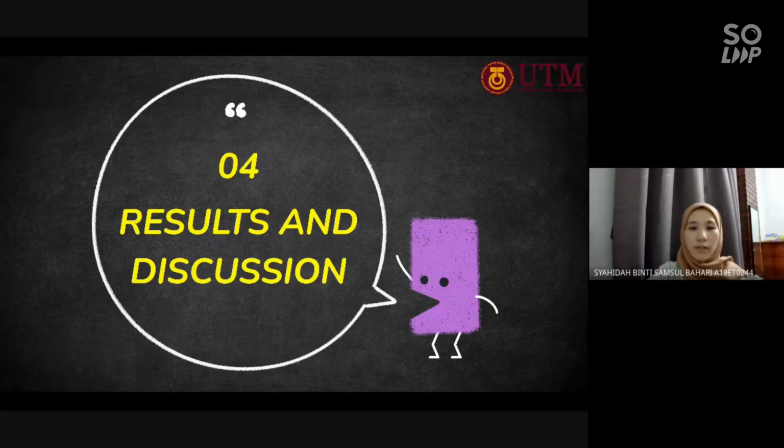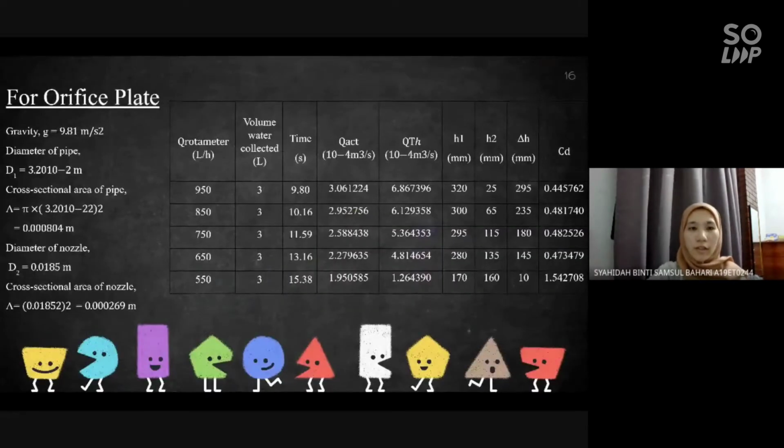Now I will present the result and discussion. First, for the result, for the orifice plate, we need to find the cross-section area of the pipe with the diameter of the pipe given. The formula is A equals pi r squared. Then we need to find the cross-section area of the nozzle with the diameter of the nozzle given.